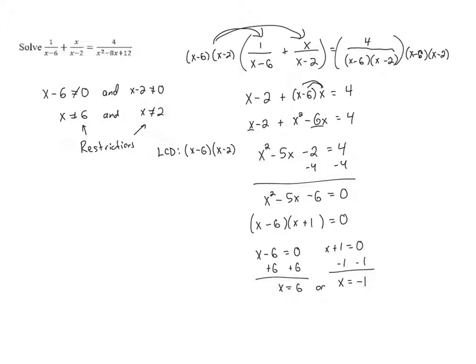X equals 6 is extraneous. That's that word again. It means it's something that looks like a solution but doesn't end up working. And so we throw that away. And then the other solution is allowed. There was nothing saying that x couldn't be -1. So in this case, this ends up being our only solution. And so our final answer is x equals -1.